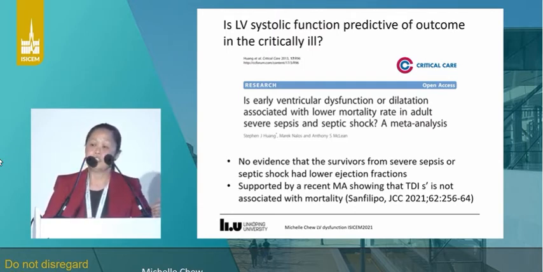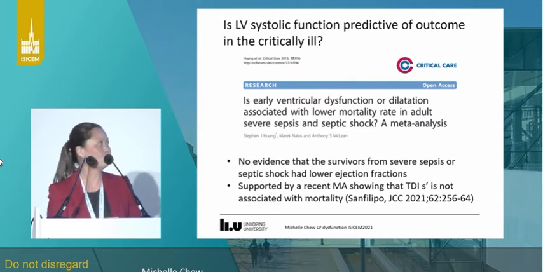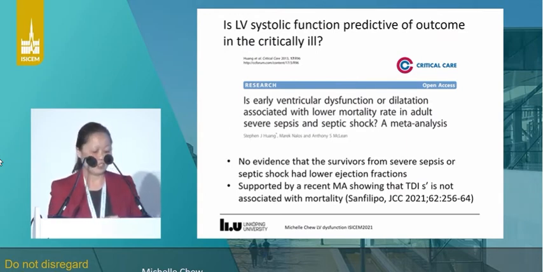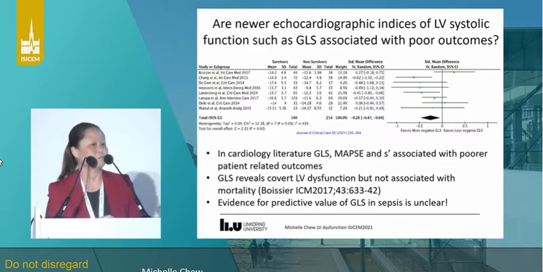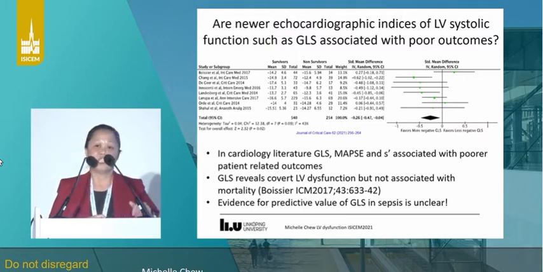even if we are looking at other indices of LV systolic functions, such as the TDI S-wave, you will find no relationship with mortality. So LVEF and TDI, the tissue Doppler S-wave, does not appear to be prognostic of outcomes in this group of critically ill patients. Well, what about the newer indices, such as strain? Well, this meta-analysis would suggest that strain does have some prognostic implication.